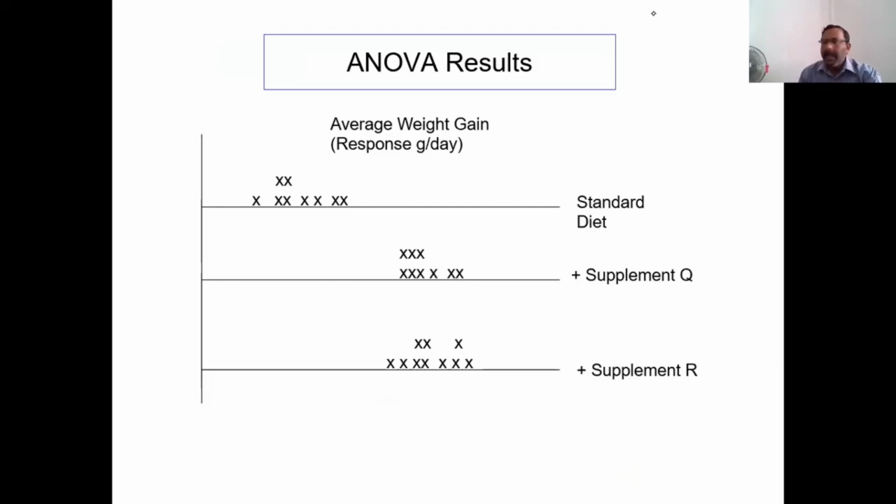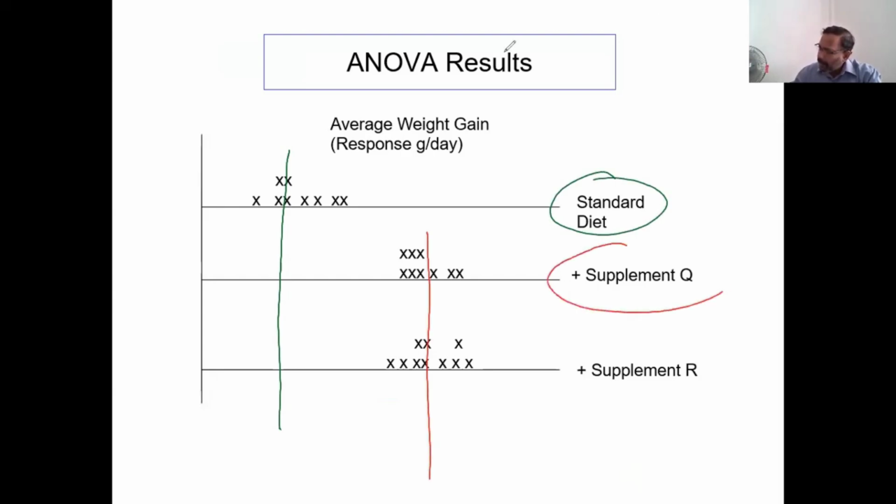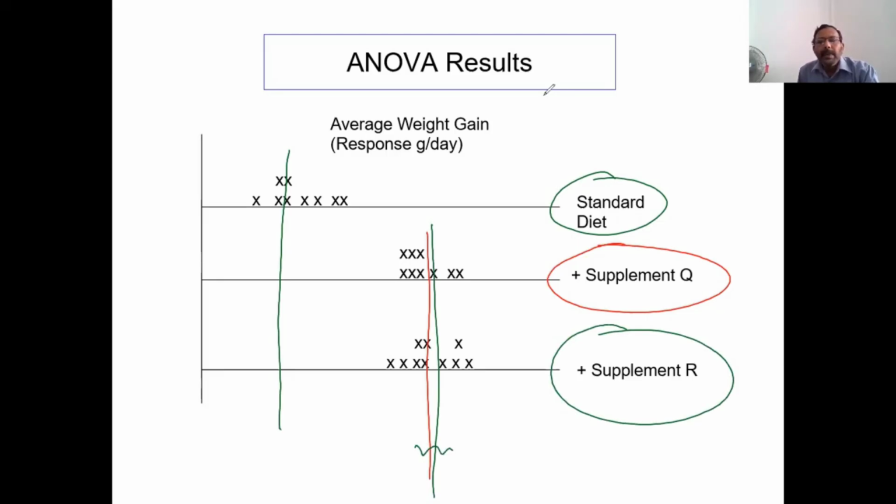Right, now I'm taking the data of these diets, this ANOVA result. So you look at the scale. Here is the average value of the standard diet. The average value of the standard plus supplementary diet is on that scale. The third one is on more or less the same scale, supplementary R. So do we have a difference between supplement Q and supplement R?